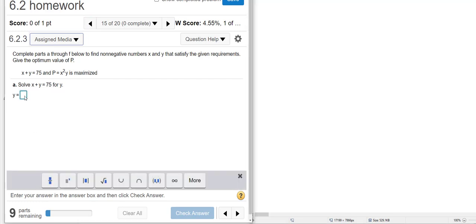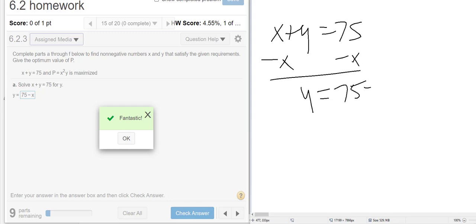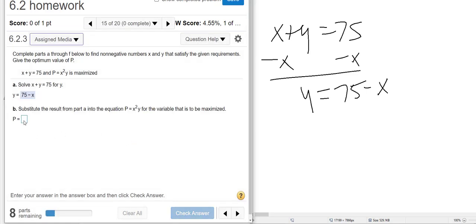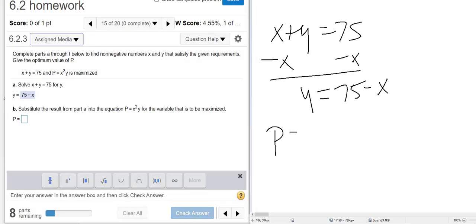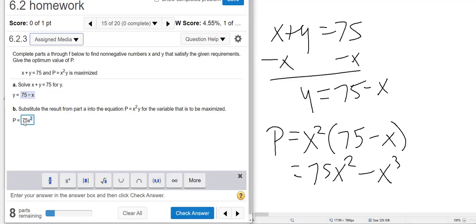So following the similar path we took before, we need to subtract x from 75 in order to find y, right? Because if x plus y is 75, we have to take an x from both sides to get the value for y. Now they want us to write a formula for p using only x variables. So it's x squared times 75 minus x. And I can multiply that out as 75x squared minus x cubed. Let's see, 75x to the second minus x to the third.